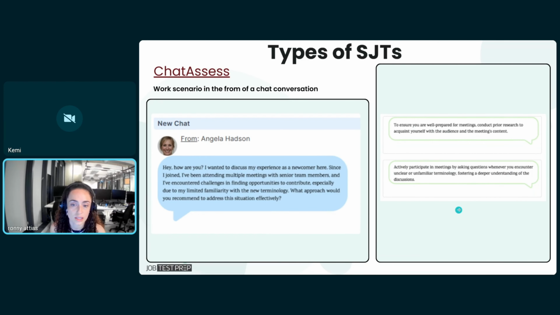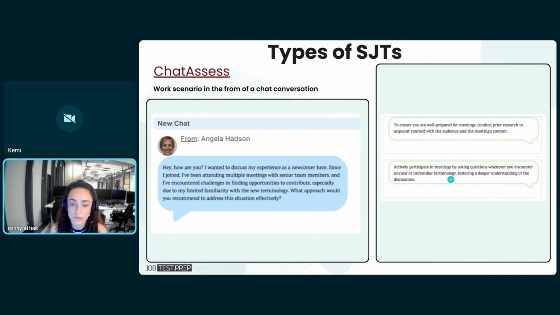So the response options that you have, in this case, there are two. The first one would be that you would respond to her: "To ensure you are well prepared for meetings, conduct prior research to acquaint yourself with the audience and the meeting's content." Or you can respond differently. You can say, "Actively participate in meetings by asking questions whenever you encounter unclear or unfamiliar terminology, fostering a deeper understanding of the discussion." These two responses take a different approach. This is something that you need to notice. One of them is a little more proactive and the other is less so.